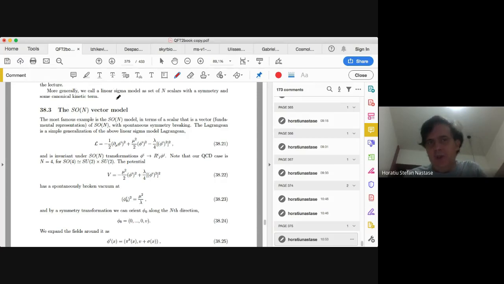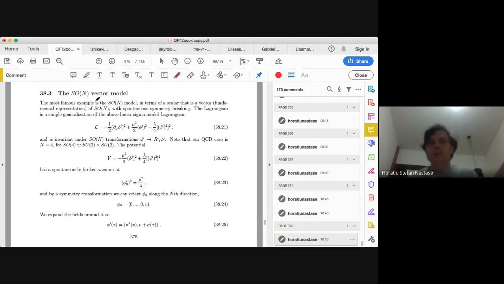Also, an observation. More generally, we call a linear sigma model a set of n scalars with a symmetry and some canonical kinetic term. That observation can be made explicit in the most famous example, the SO(N) model. So that's just in terms of a scalar that's a vector, meaning a fundamental representation of SO(N), meaning there are just n real scalars transformed under SO(N).